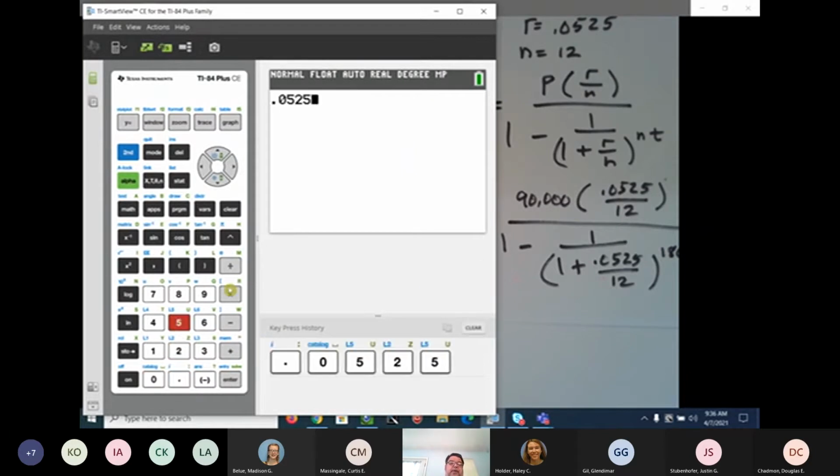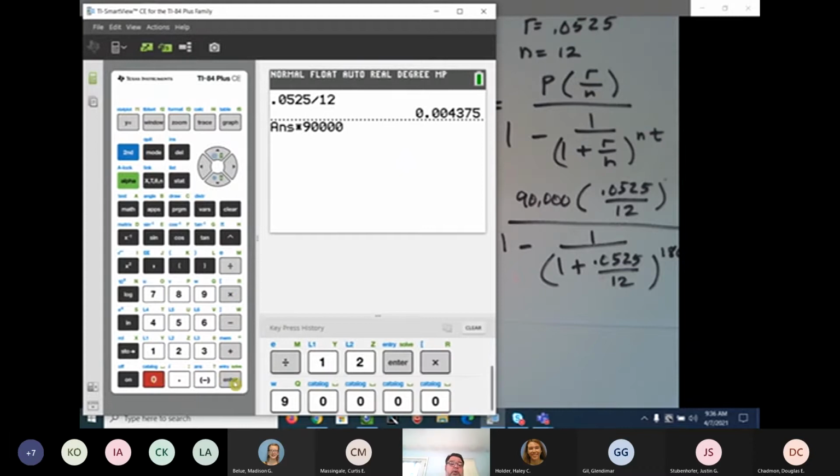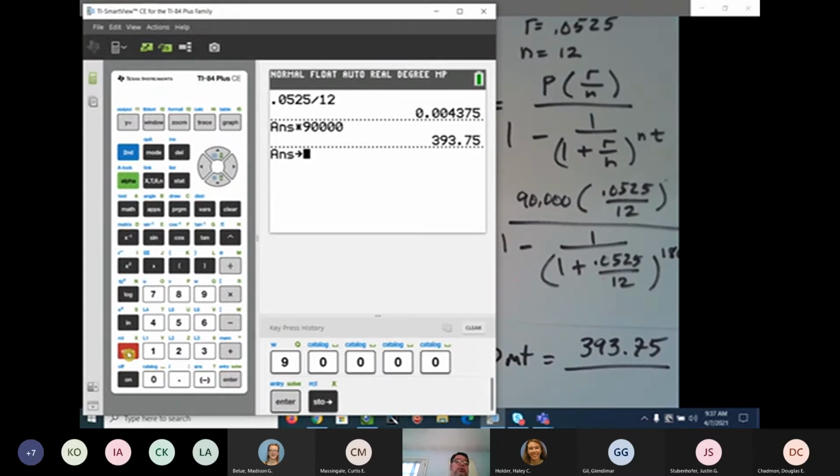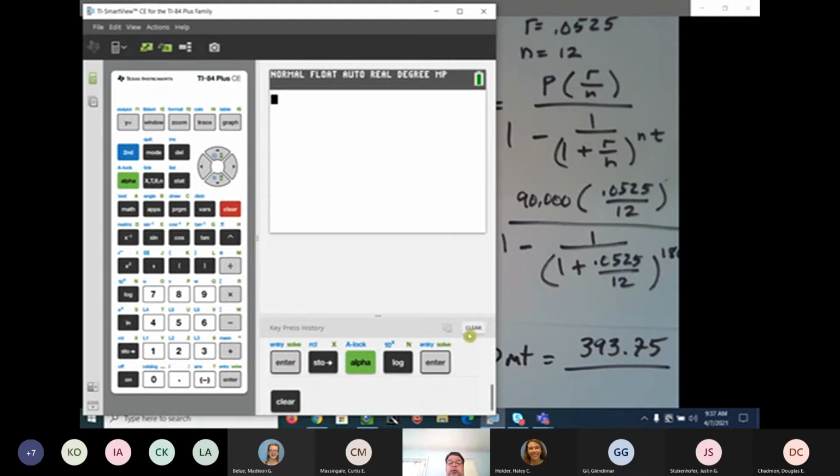All right, so I'm going to take 0.0525 divided by 12, and I'm going to multiply that by 90,000. And that's going to give me 393.75. Payment equals 393.75, and that's the numerator. So I'm going to stow alpha N in, and clear and clear.